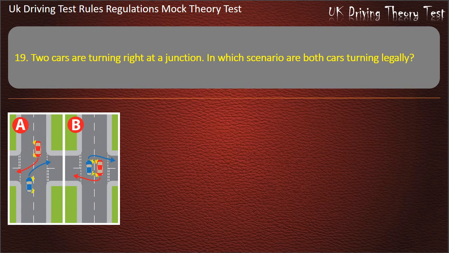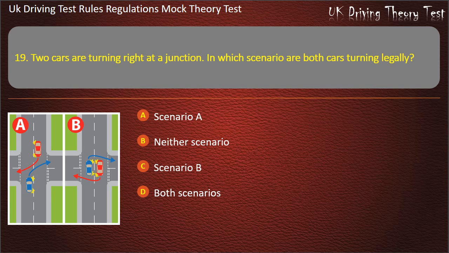Question 19. Two cars are turning right at a junction. In which scenario are both cars turning legally? Scenario A. Neither scenario. Scenario B. Both scenarios. Answer. Both scenarios.